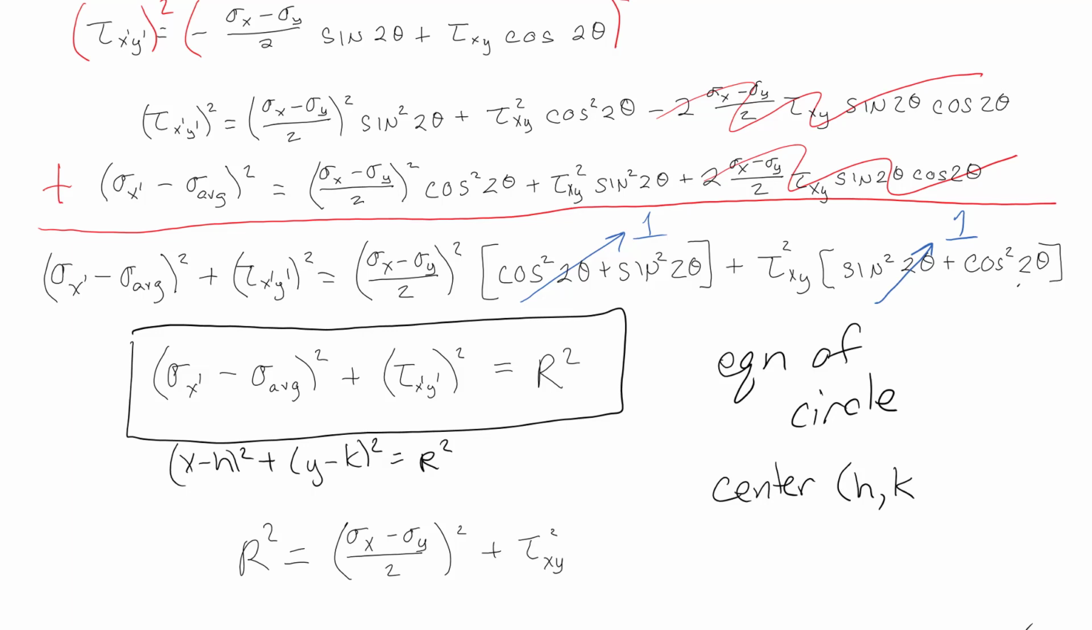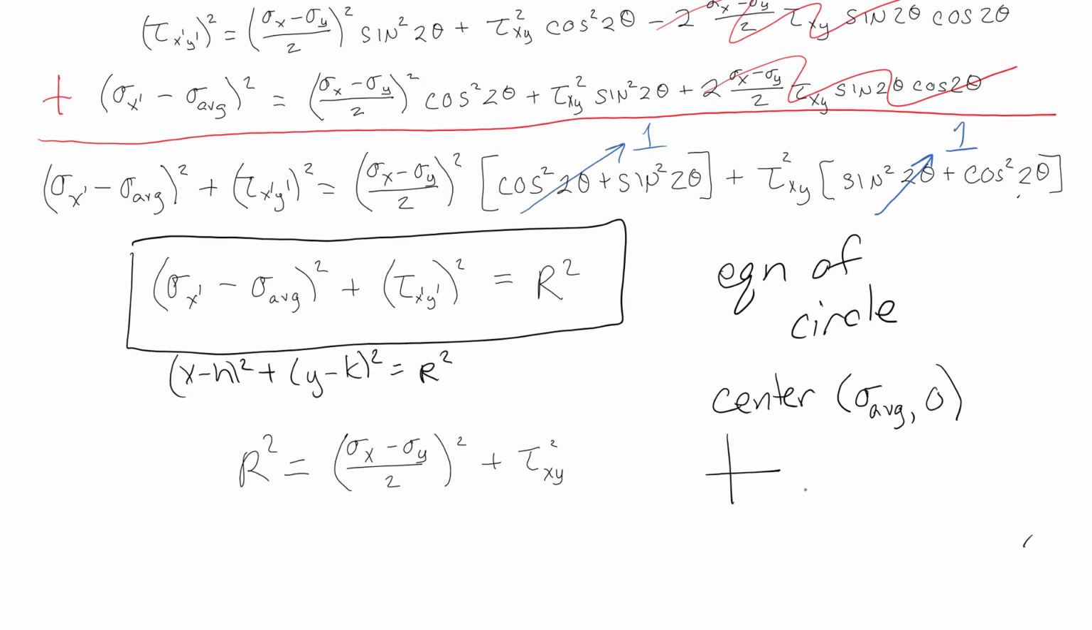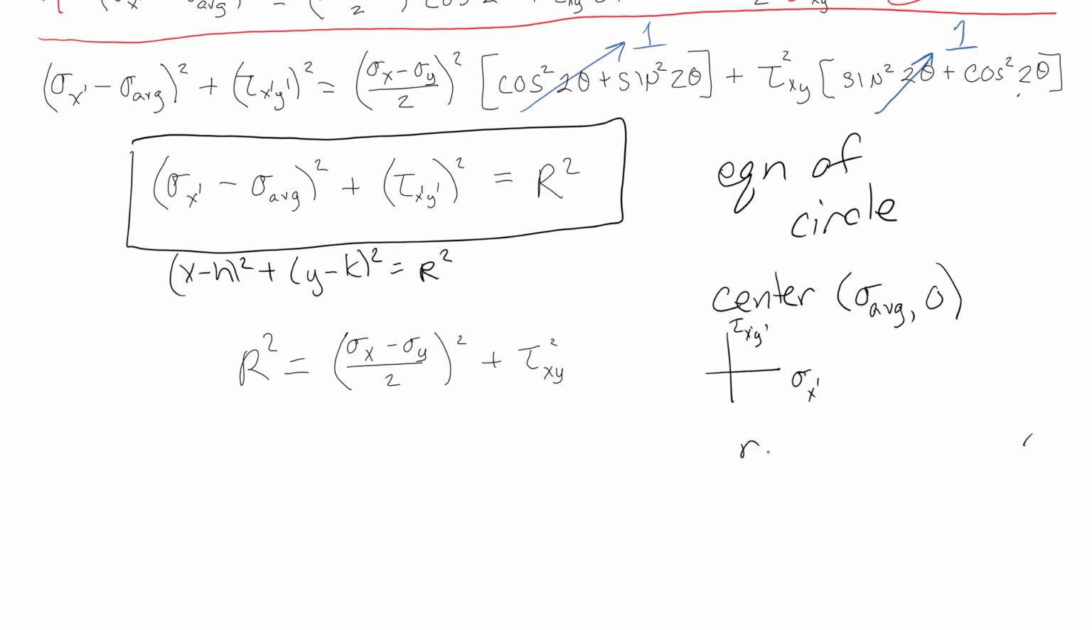In this case, our h is sigma average, and our k is actually 0. So our center is at the 0 average. And the axes, instead of being x and y, are given by sigma x prime and tau x prime y prime. And then the radius is the square root of r. Okay, and so I'm going to show you what that looks like on a piece of paper.